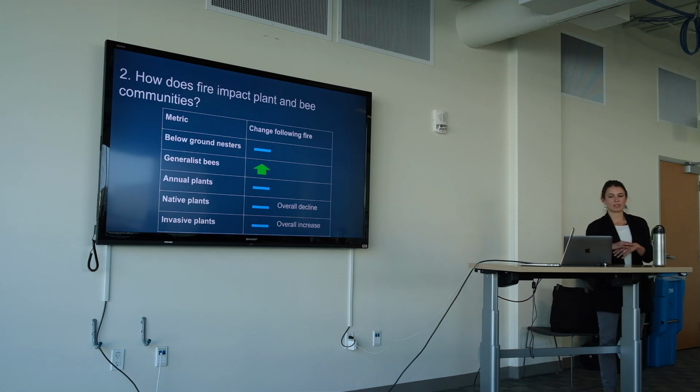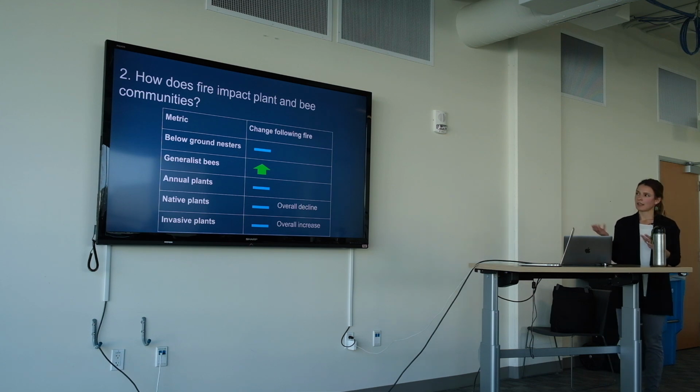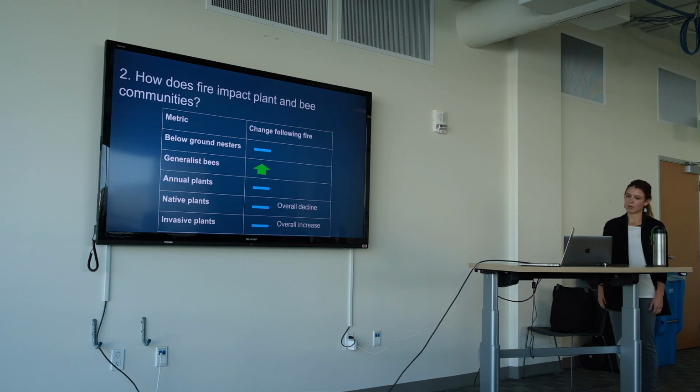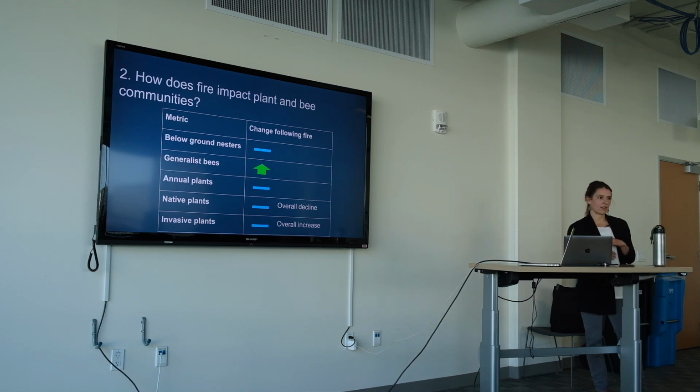And we found that the plant species composition of the bee community changed significantly both over time, but also as a result of burning. And these changes reflect an increase in generalist bee species, which is what we expected. But we found no change in the annual plant species or the percent of ground nesting bees following fire.